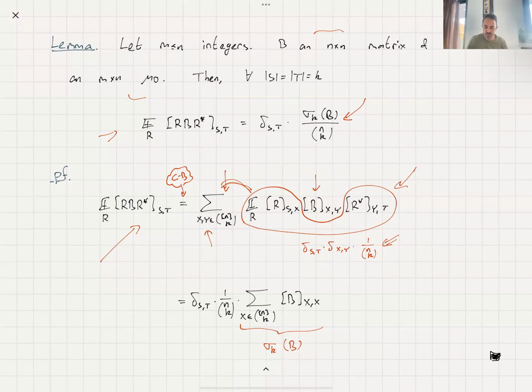Okay, so the fact that S has to equal T sits here. The fact that X equals Y just collapses this sum to one summand. And then you sum over B X X because X equals Y. And this, by the theorem that I stated, is exactly the K coefficient of the characteristic polynomial of B. That's it.